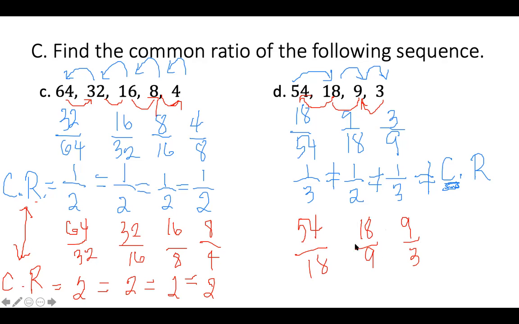And look at them. They're not yet simplified and they're not equal, right? So let's simplify. Both numbers are divisible by 18, so this becomes 3 over 1. This one, they're both divisible by 9, so this becomes 2 over 1. Ito naman ay divisible by 3, so this is 3 over 1. So if we're going to compare, 3 is not equal to 2, and 2 is not equal to 3. So therefore, they're not equal. So there is no common ratio in letter D.